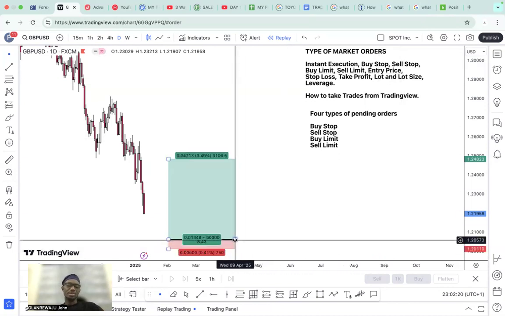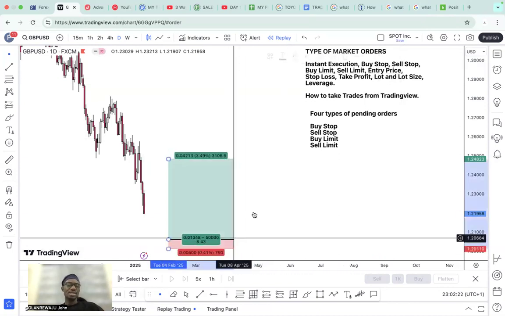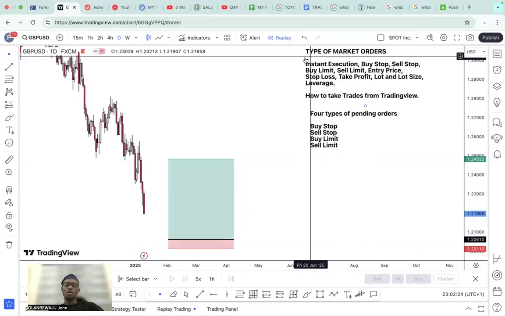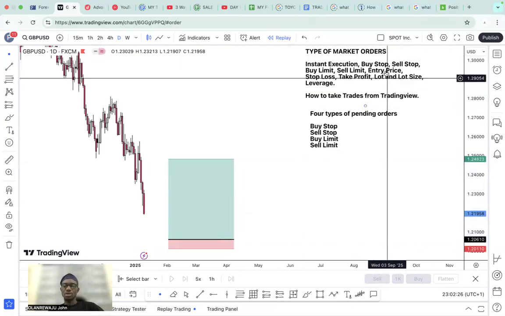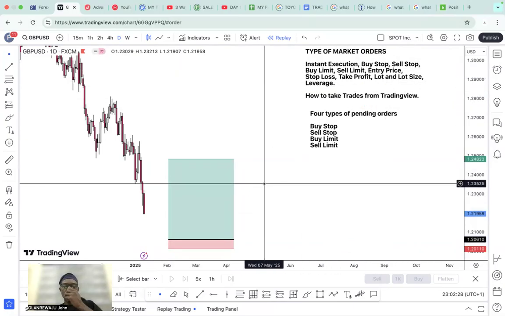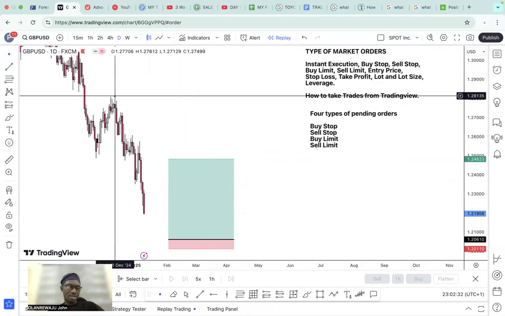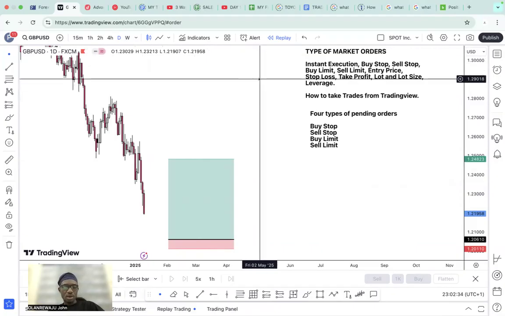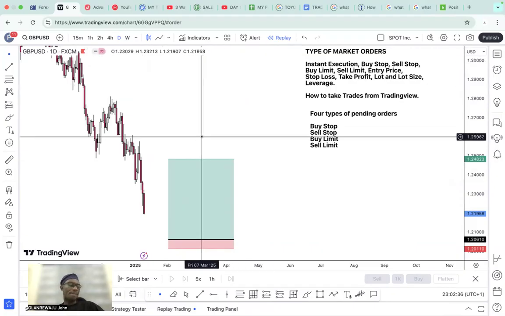Entry price, the price you want to enter the market, either as a pending order or as an instant execution. Stop loss, the highest point of invalidation, where you think that if the market should get there, your sell or buy bias, as we often call it, is no longer valid.